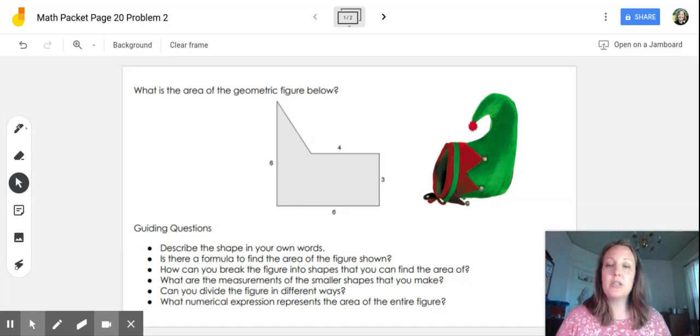Is there a formula to find the area of this figure? And the answer to that is no, because it's called an irregular or complex figure, and so there's no formula for that figure. And then it says, how can you break the figure into shapes that you can find the area of? And then what are the measurements of those shapes? And can we do it in different ways? And then it says, what numerical expression represents the area of the entire figure?